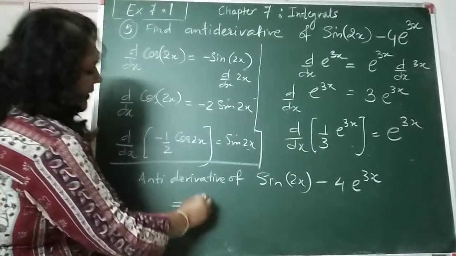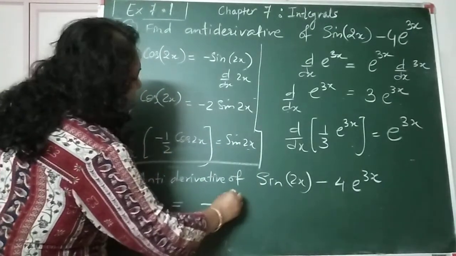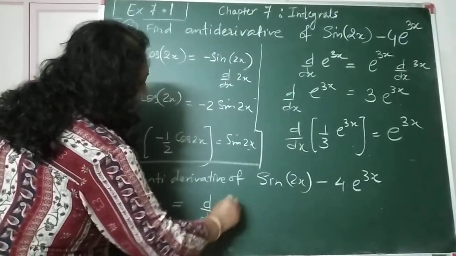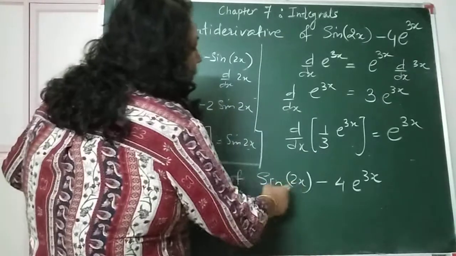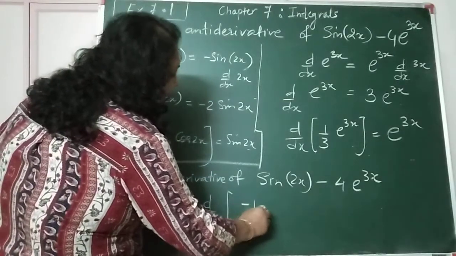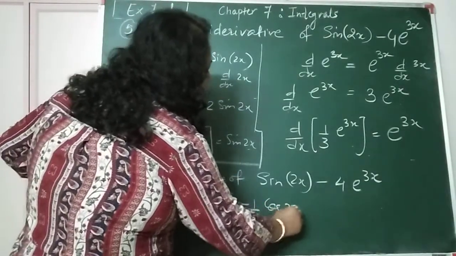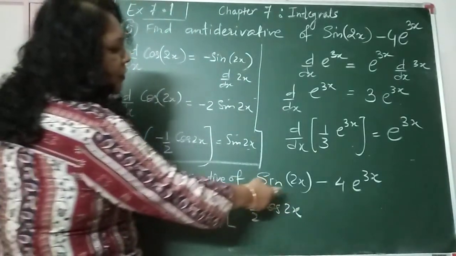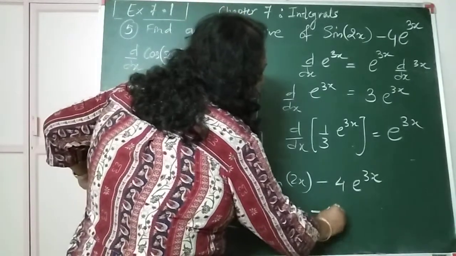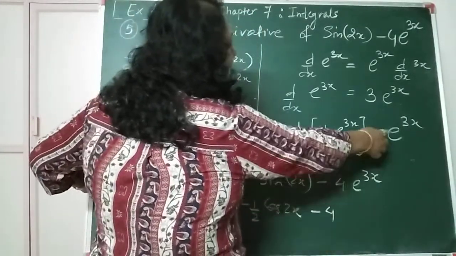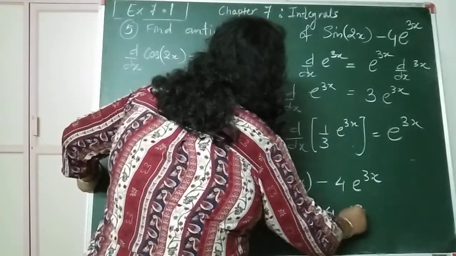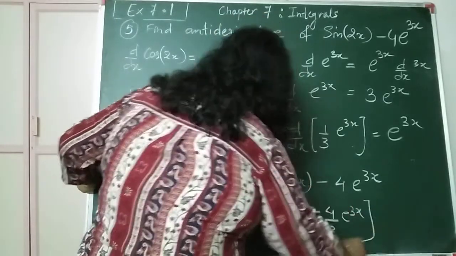Sine of 2x's antiderivative is minus 1/2, it is d by dx of, together we will write for both. So d by dx will take common, d by dx of 1/2 into cos of 2x. This differentiation is for the antiderivative of sine of 2x. Now minus 4 into e raised to 3x's antiderivative, that is 1 upon 3, so it will become 4 upon 3 into e raised to 3x. So close this bracket over here.